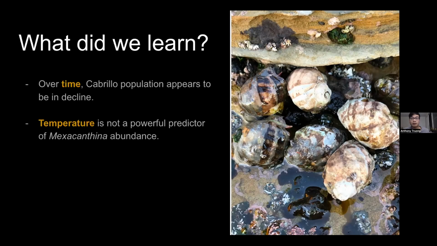Contrary to our hypothesis, temperature was not a powerful predictor for the abundance of Mexican fauna. If it were a linear relationship, we would have expected Mexican fauna to be increasing in abundance and density over time because temperature has been increasing steadily. We did not find much of a correlation, and so as of right now, we should probably look at other hypotheses as to why Mexican fauna is shifting its range, if not temperature, then what?